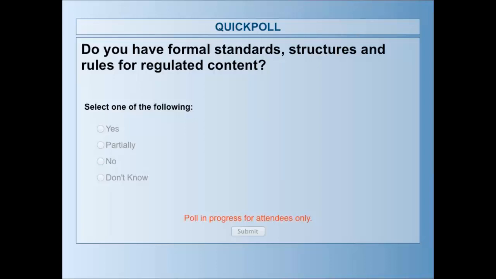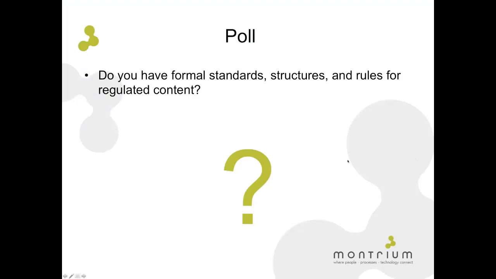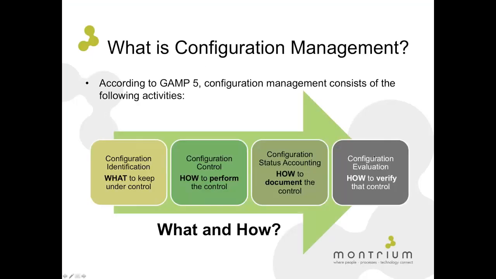So the next thing that's very important, once we've got a qualified SharePoint environment in place and we're ready to start to manage regulated content, we also need to think about configuration management and how we actually manage the configuration of our SharePoint environment. And according to GAMP 5, which is a standard that we typically use within our industry for regulated applications, configuration management consists of the following activities.